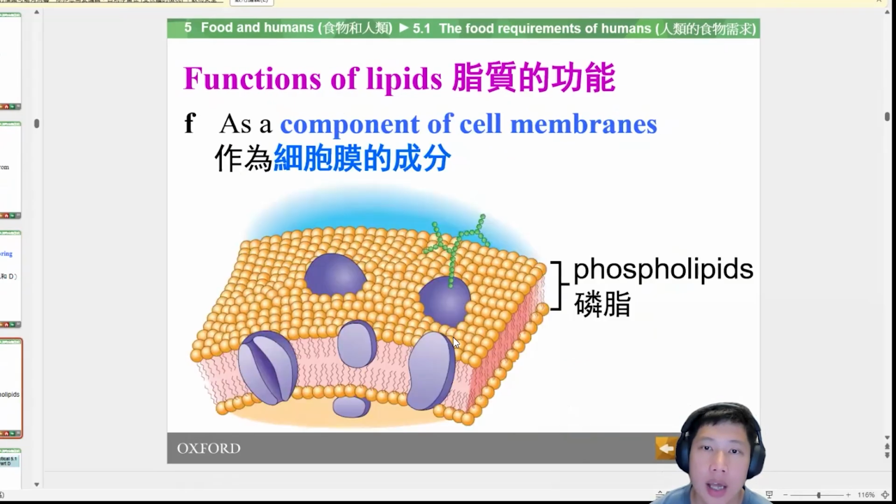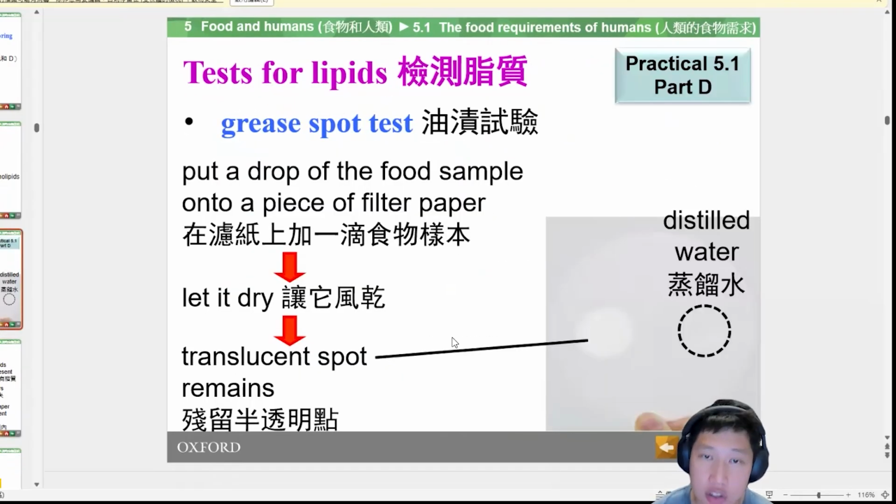Next, apart from the functions, in the textbook we also mention how we test for lipid. We use a special test called the grease spots test. How can we do it? First, we add a drop of food sample, or we try to make it into juice. Then we let it dry. It will form what we call a translucent spot. If this translucent spot remains, then we say that food sample contains oil, or it contains lipid.